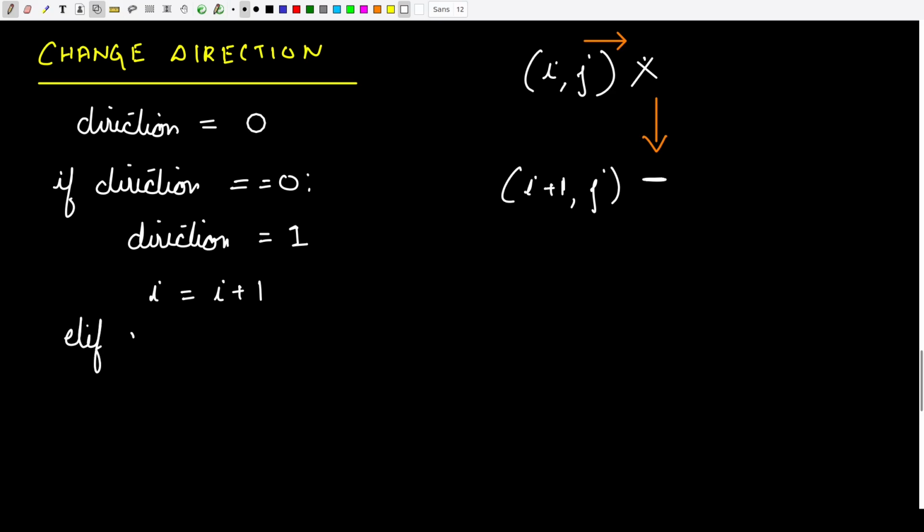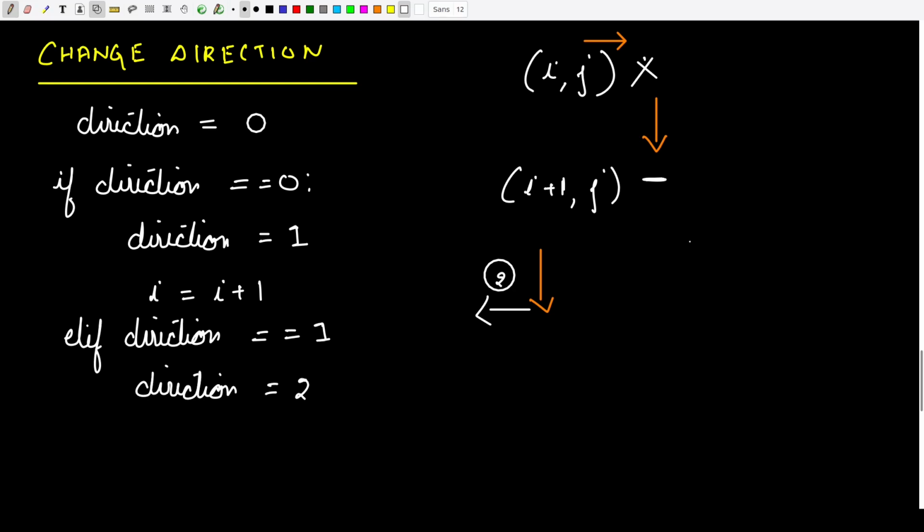Similarly, if my current direction is 1, which simply means our current direction is top to down, then the next direction will be right to left, and right to left is something which we are representing by 2. So our next direction will be 2. Let us update that, and let us find out the indexes also.